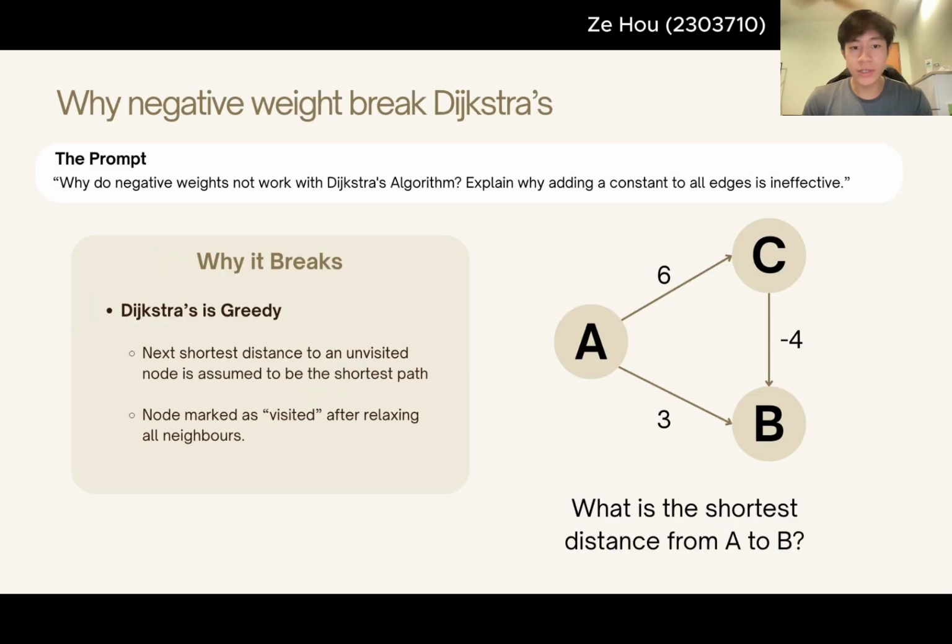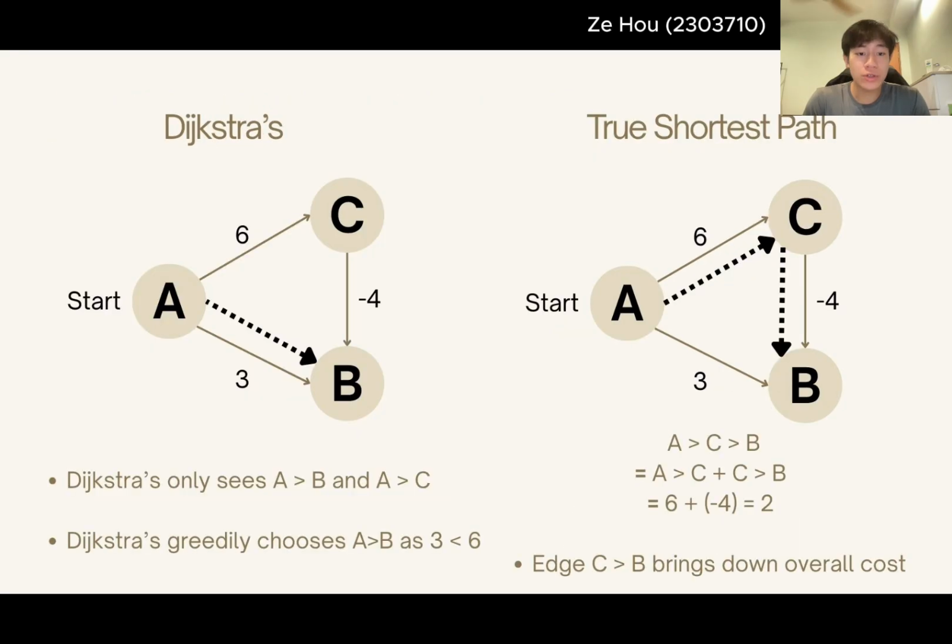This is because Dijkstra is a greedy algorithm, and the next shortest distance to an unvisited node is assumed to be the shortest path. A node marked as visited after relaxing all neighbors will not be revisited. So let's look at this diagram. What do you think is the shortest distance from A to B? Dijkstra only sees the path A to B and A to C, and greedily chooses A to B as 3 is less than 6. However, the true shortest path is A to C to B, as A to C is 6, and C to B is a negative weight of -4, and brings down the overall cost of the path.